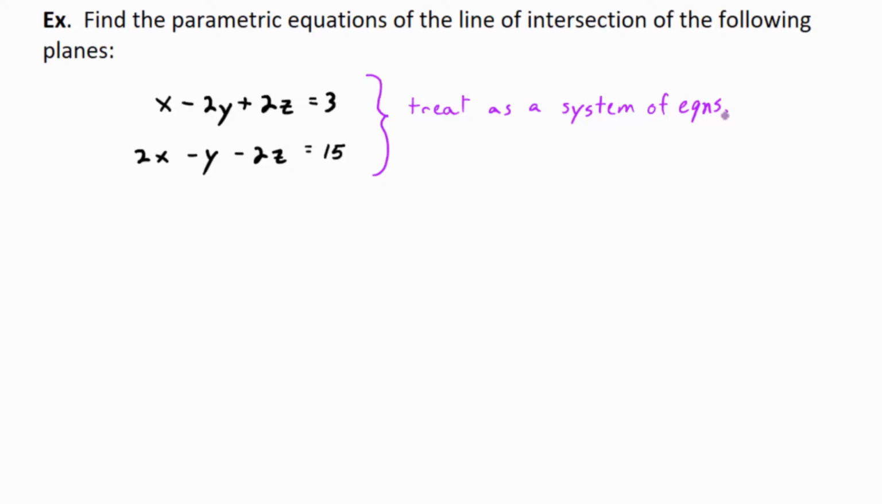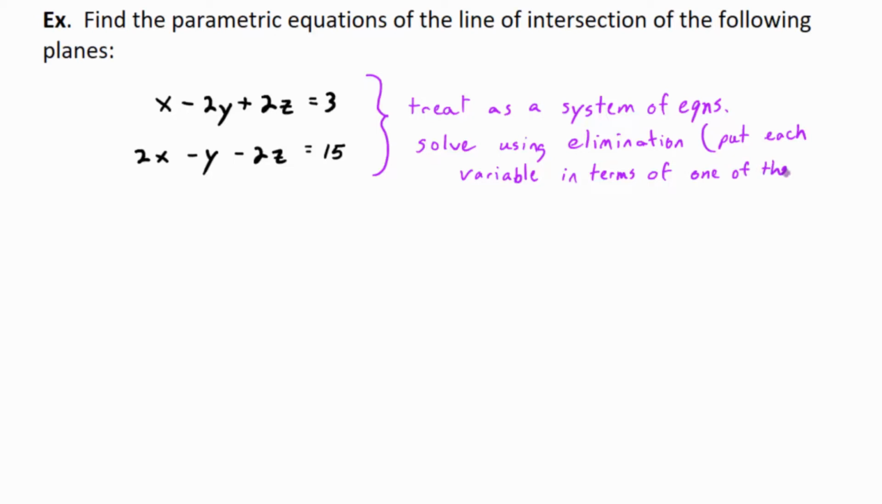So what variable would actually be easiest to eliminate here? I'm going to solve using some sort of elimination. And when I say solve, what I really mean is put each variable in terms of one other variable. And be consistent. If you put x in terms of y, put z in terms of y also.